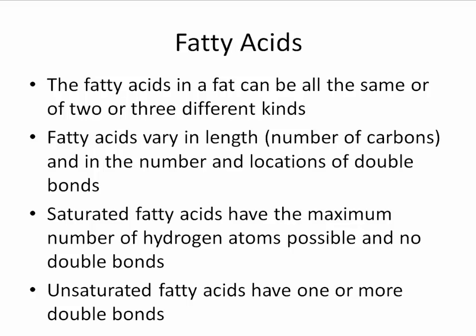Fatty acids in any fat can be all the same, or they can be different kinds. Each one of them can be different, or two can be the same and one different, or all three can be the same. Fatty acids vary in length in the sense that the number of carbons attached can differ, and the locations of the double bonds can also differ. There are two types of fatty acids, saturated and unsaturated. The saturated fatty acids have the maximum number of hydrogen atoms possible, so therefore they have no double bonds.